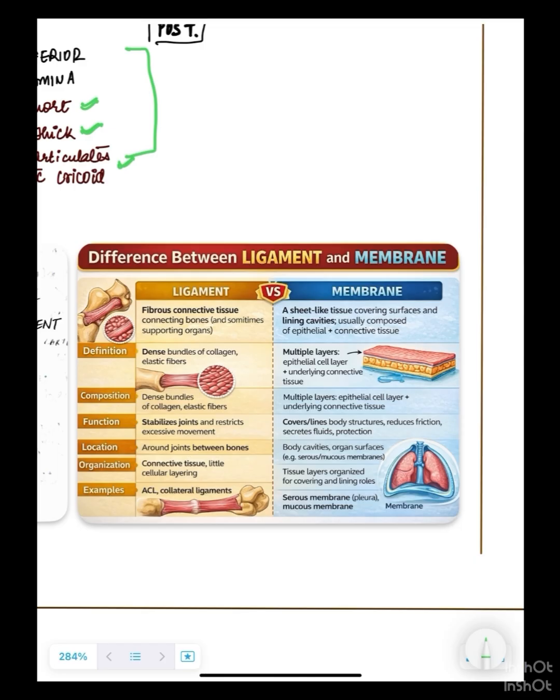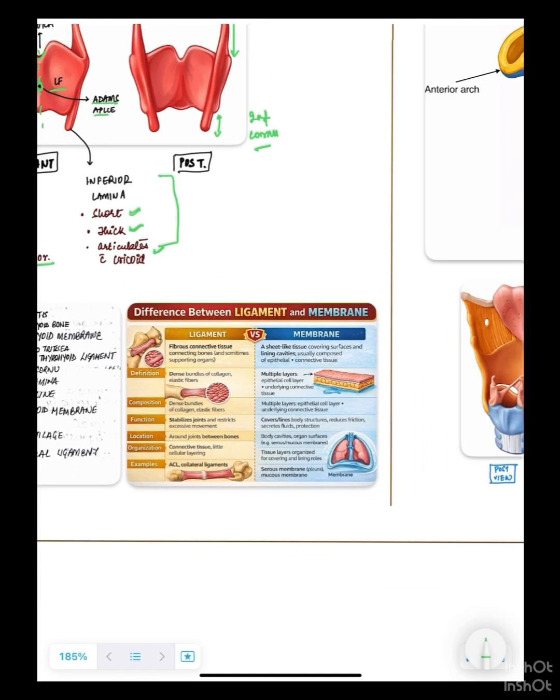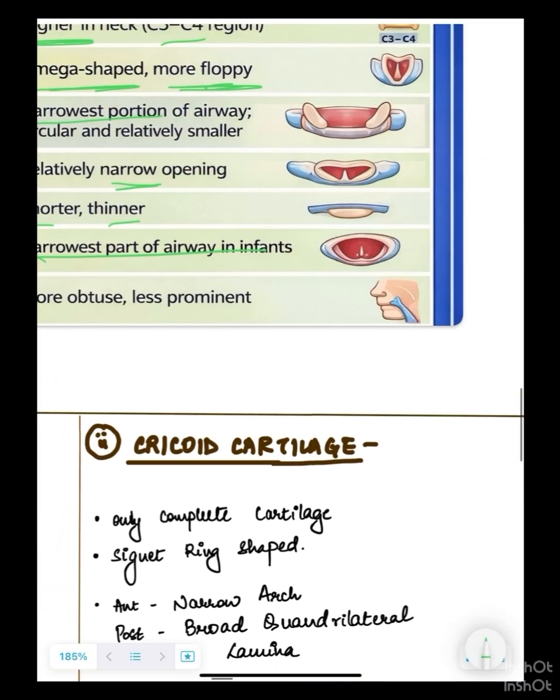So I want you to quickly just go through this. I think nobody will ask, but just for your knowledge purpose, you can go through this. What is the difference between the ligaments and the membrane?